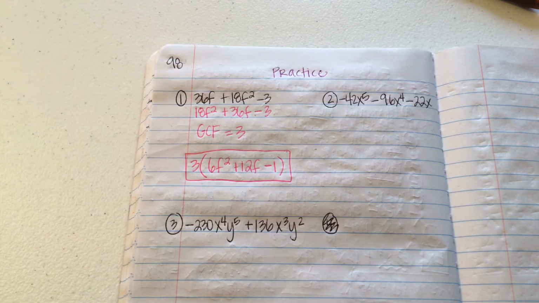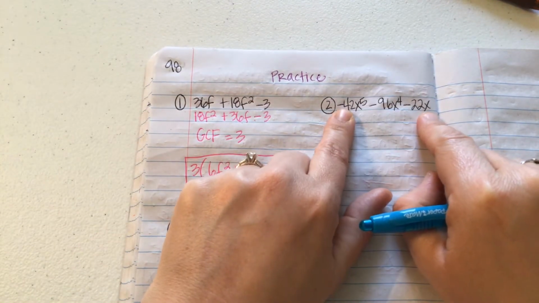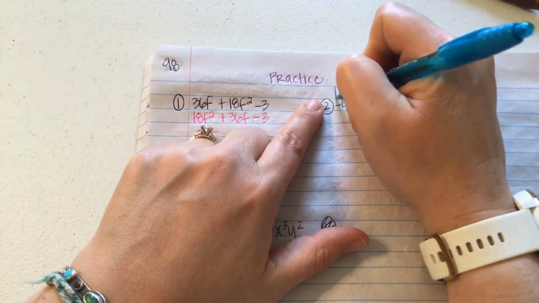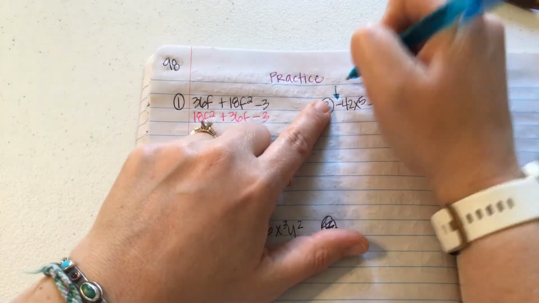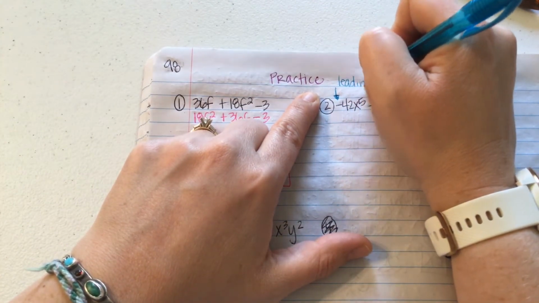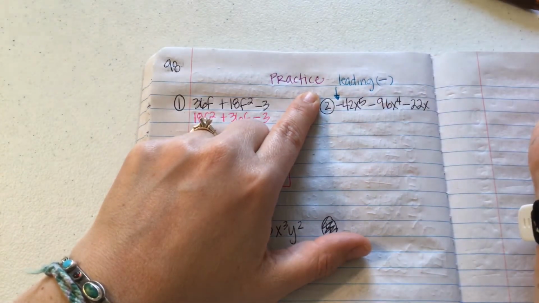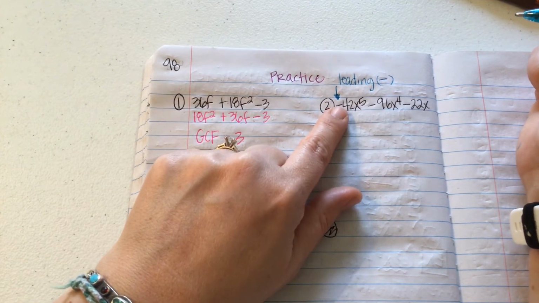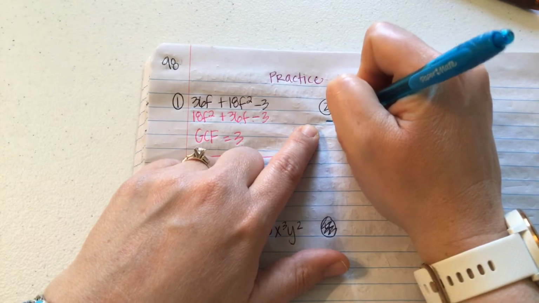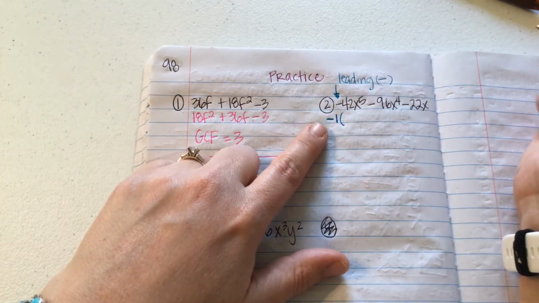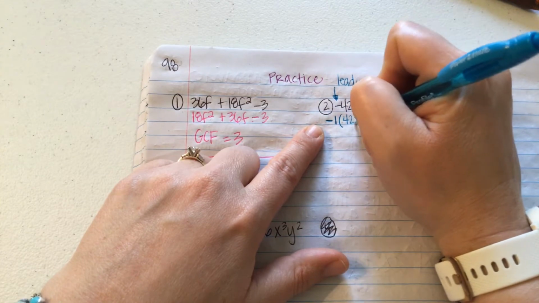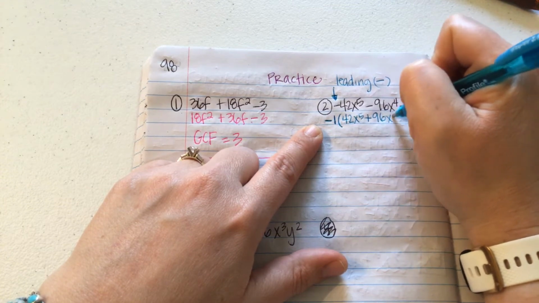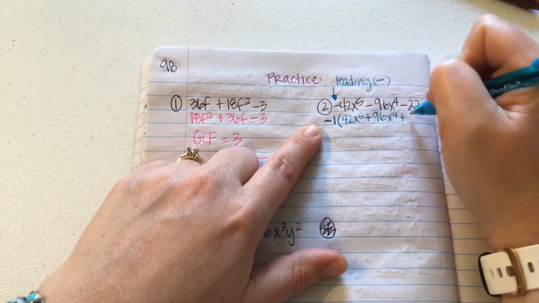Let's try the next one. Is this written in standard form? 5, 4, and 1. Yes, this is written in standard form. However, it has a leading negative. If that coefficient starts with a negative, I need to take that negative 1 out. I have to factor out that negative 1. So that leaves behind 42x to the 5th, that changes to plus 96x to the 4th, and that changes to plus 22x.